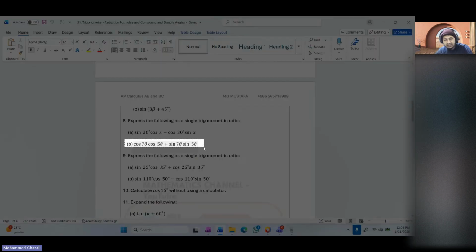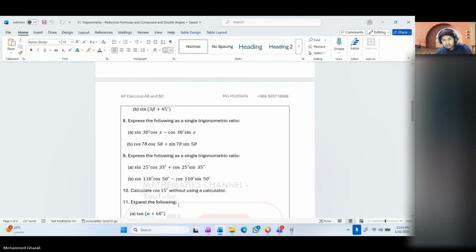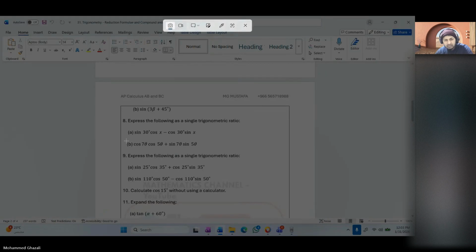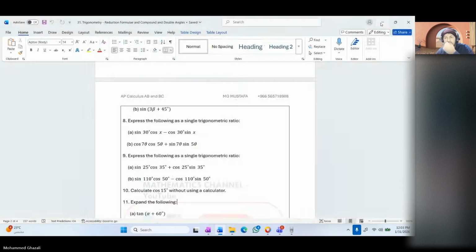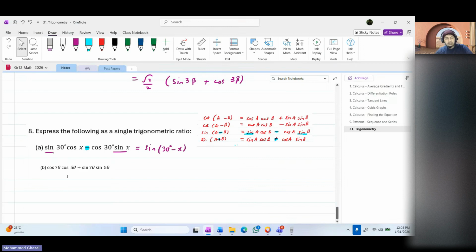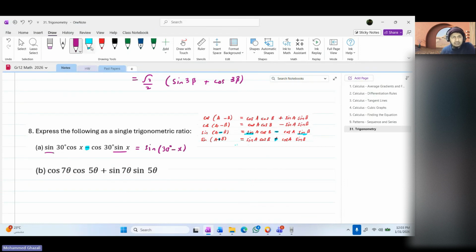Now, looking at the same thing, use the formula to compact this notation, right? This is the expanded form. So use the formula. So cos, cos, sine, sine. It has to be cos, all right? Cos, cos, sine, sine. And there's a plus there. So it's going to become minus. See, plus becomes minus. So it's just basically cos 7 theta minus 5 theta. 7 theta minus 5 theta is 2 theta. Cos of 2 theta. Right, so that's your answer.